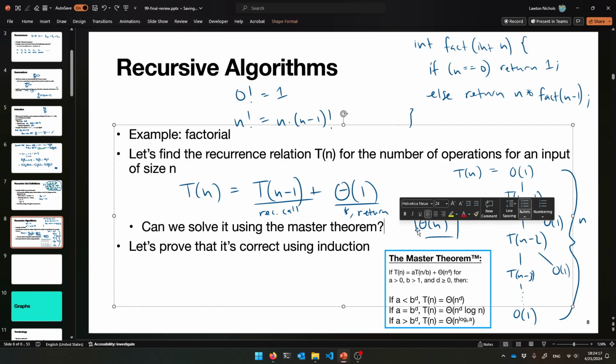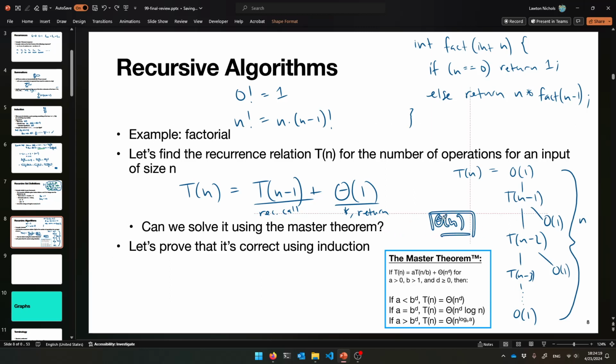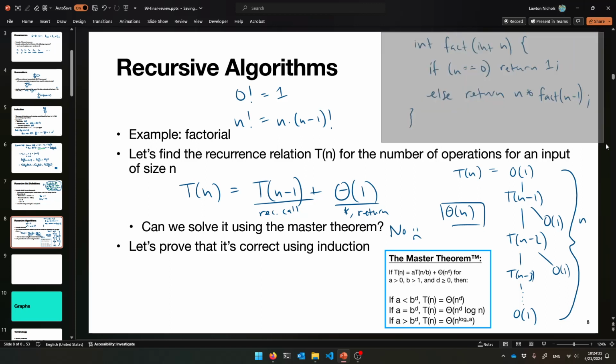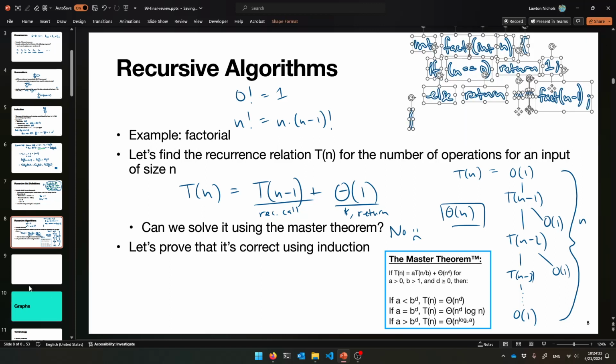Oh, shoot. I had it. There it goes. Go over here. So sadly, we can't use the master theorem. But that's okay. We know how to do it the other way. And then now let's prove that this function is correct. It really gives back the factorial for an n using induction.